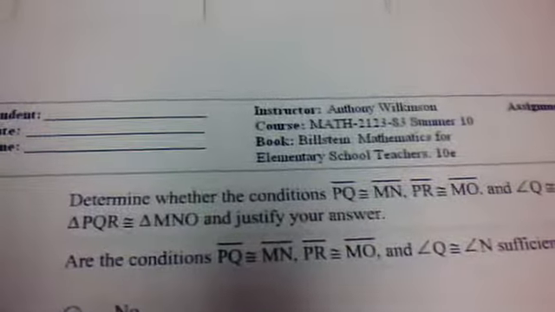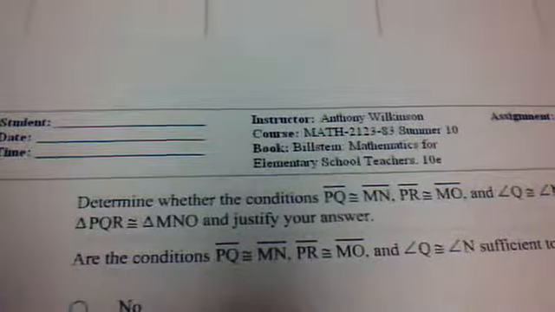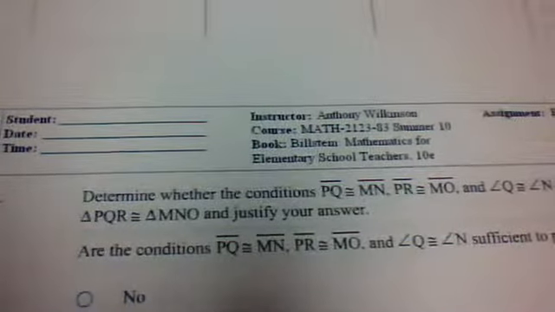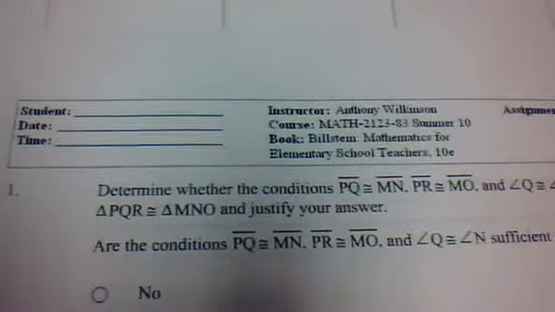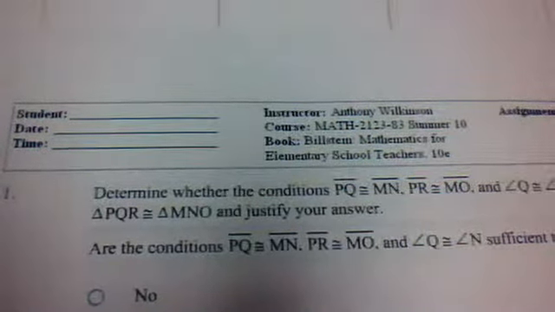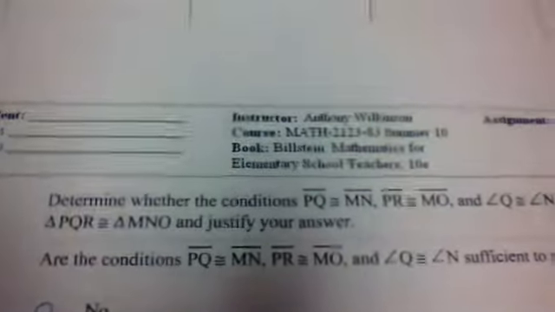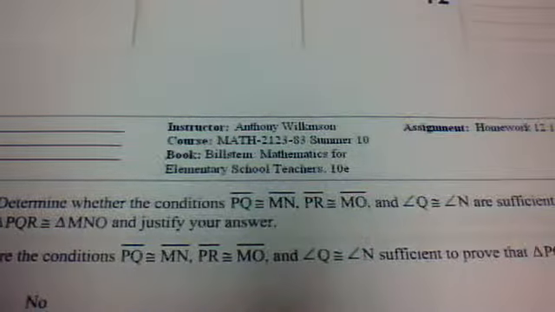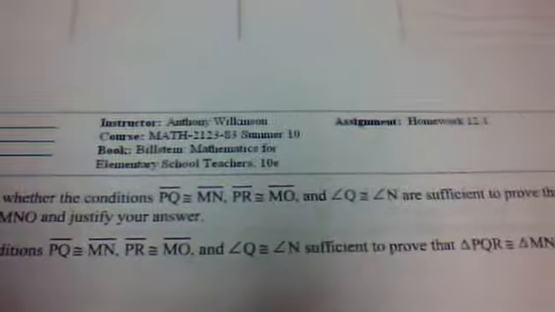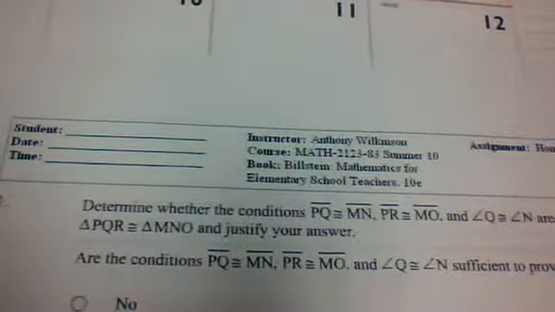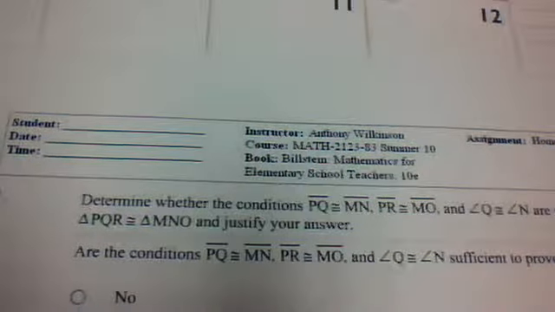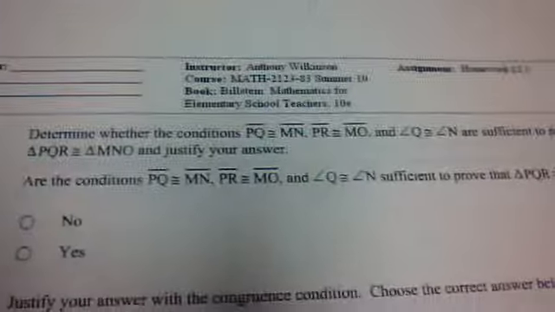Okay, we'll look at some of the homework problems that are in section 12.1. And one of the first problems here is this. Determine whether the conditions PQ is congruent to MN, PR is congruent to MO, and angle Q is congruent to angle N are sufficient to prove that triangle PQR is congruent to triangle MNO, and justify your answer.